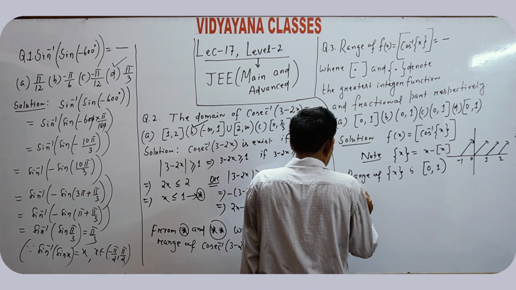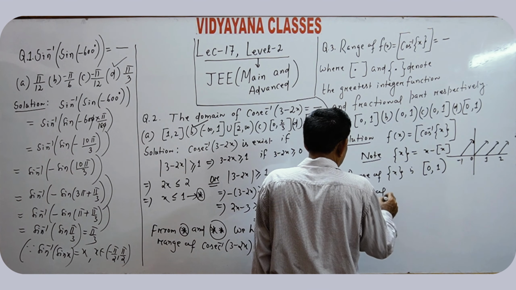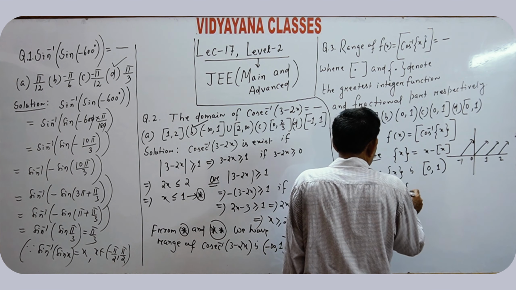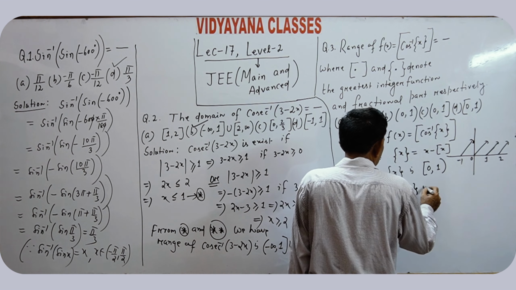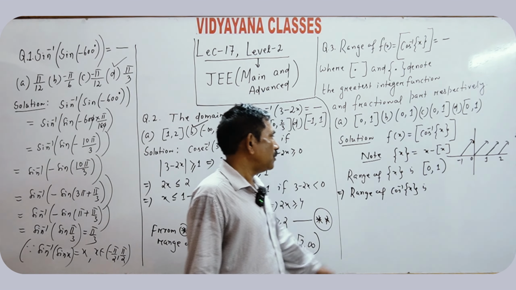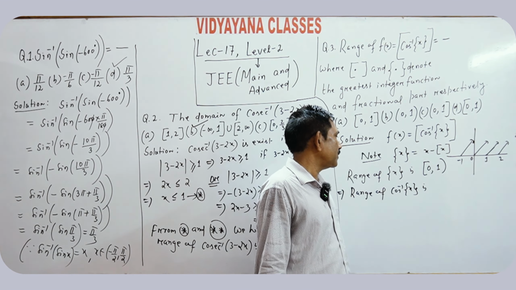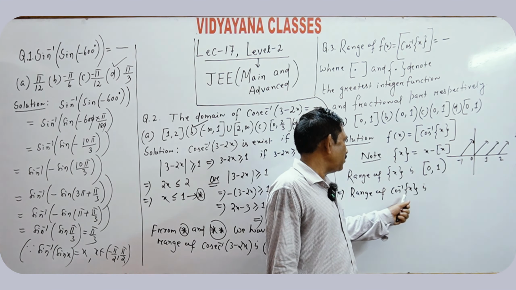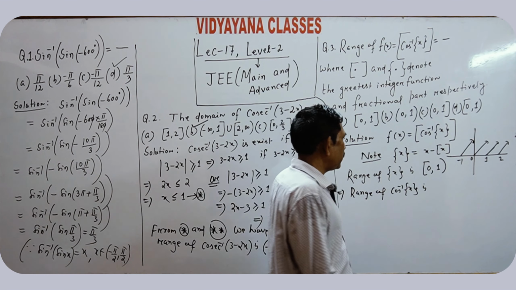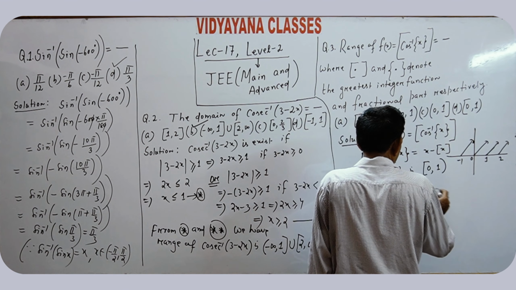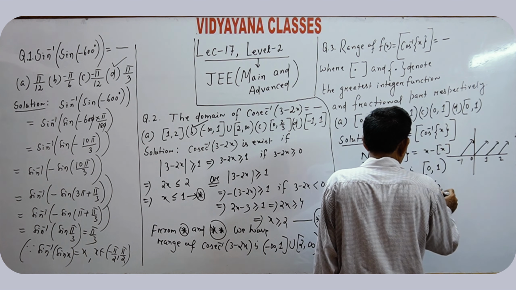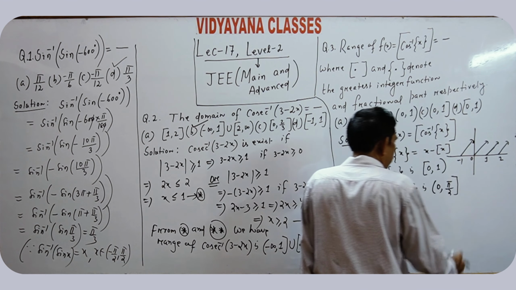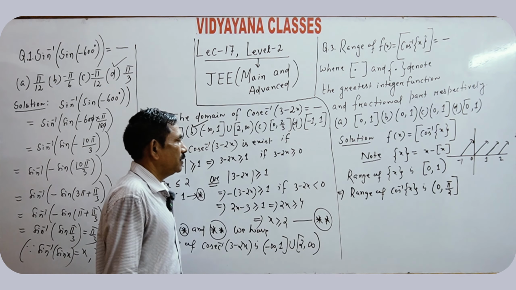This implies the range of cos inverse of the fractional part of x: cos inverse 1 is 0 and cos inverse 0 is pi by 2. So it is the interval open 0, pi by 2 closed. Clear?